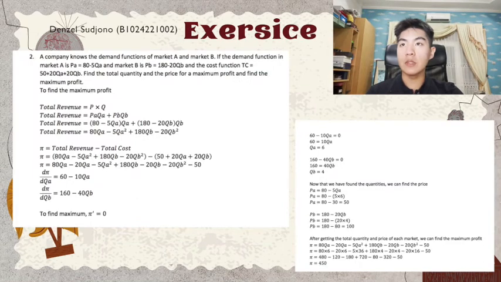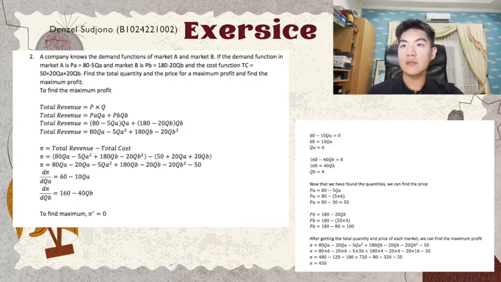For number 2, the question is: a company knows the demand functions of market A and market B. If the demand function in market A is PA equals 80 minus 5QA, and in market B is PB equals 180 minus 20QB, and the cost function is TC equals 50 plus 20QA plus 20QB, find the total quantity and the price for a maximum profit, and find the maximum profit.